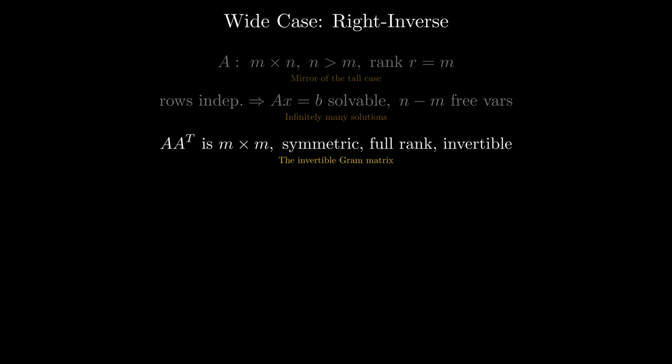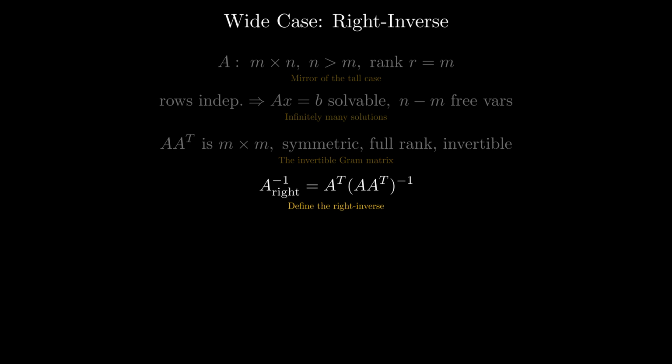This time it is A times A transpose that is the invertible one. It is m by m, symmetric, and full rank, so the right inverse is A transpose times the inverse of A times A transpose.